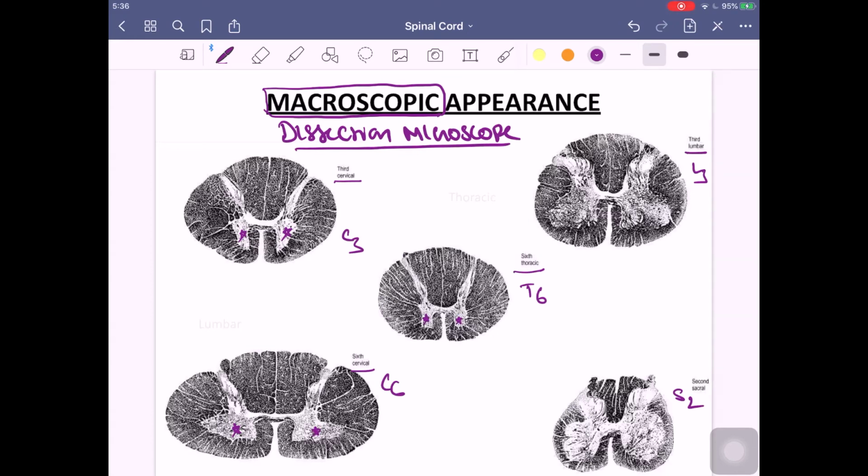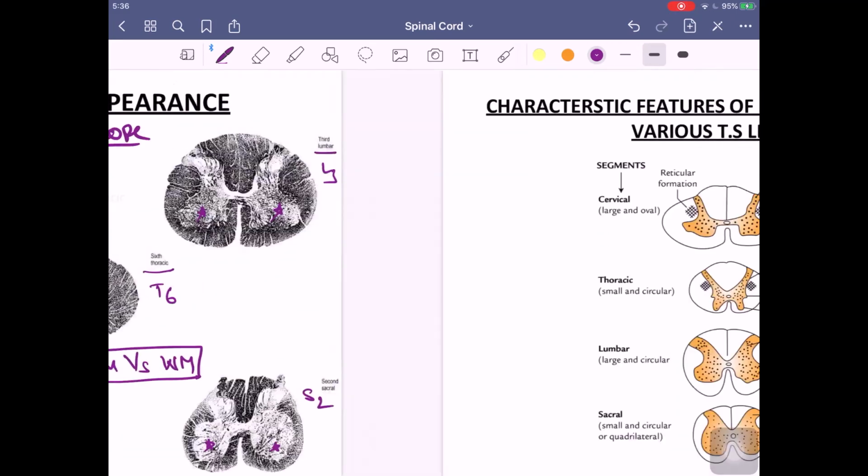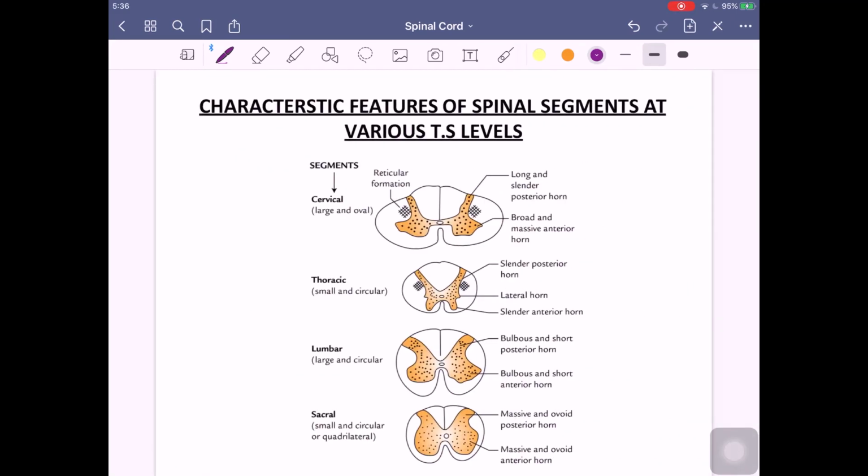If you notice, wherever I am putting the star mark, they are all your ventral or anterior horns. One common thing you will notice is that they are shorter and wider, whereas the posterior horns are longer and narrower. The distribution of gray matter versus white matter is not uniform throughout the length of the spinal cord. Whenever the gray matter increases, the white matter decreases, and vice versa. This is what exactly happens throughout.